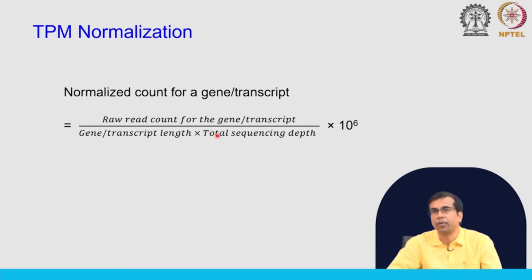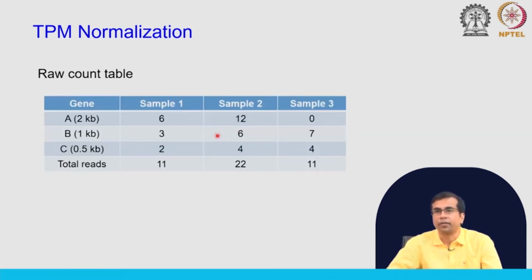Okay. So, this is the formula that we also got earlier, but the order of steps is slightly different. Let us take an example and do the TPM normalization ourselves with this very small data set, and we get an idea.